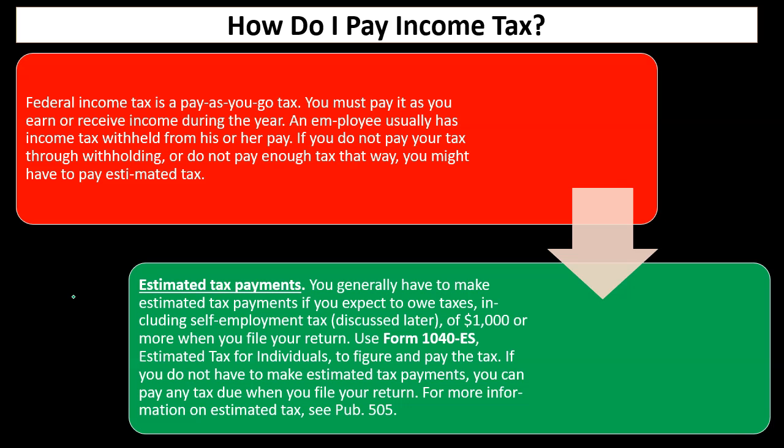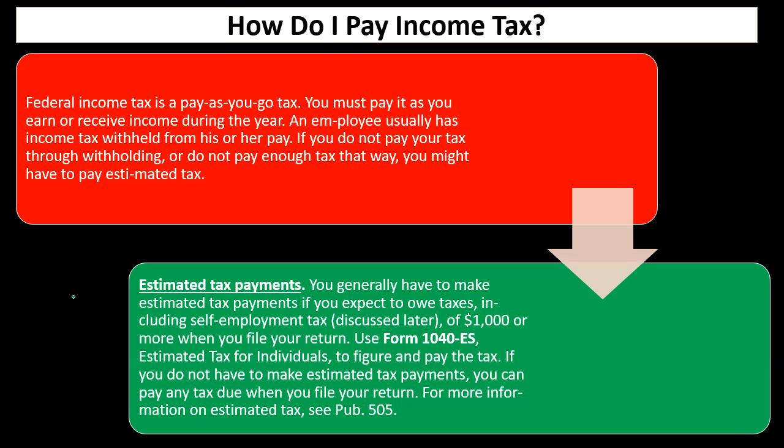Estimated tax payments. You generally have to make estimated tax payments if you expect to owe taxes, including self-employment tax, discussed later, of $1,000 or more when you file your return. So if you're going to owe $1,000 or more, they want their money as you go throughout the year. Otherwise, they're going to charge you. They think of it like a loan, so they're going to charge you interest on the loan because you didn't pay them on time, and they're going to charge penalties on it. So that's why you have to do it.